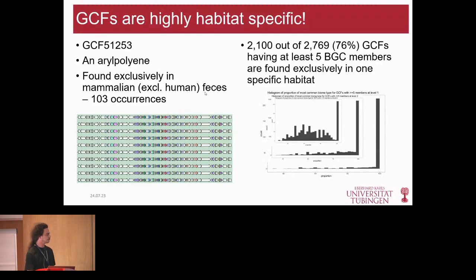So looking at this at a global level, to quantify the habitat specificity of the GCFs, we see that 76% of GCFs that have at least 5 members are found exclusively in one specific habitat at the highest level, for example when environmental versus host-associated versus engineered is compared. This is still the same at the second level of the hierarchy for biomes, and even at the deepest, fourth level of the hierarchy, for example when skin samples versus gut samples are compared, more than 50% of the gene cluster families are habitat specific.